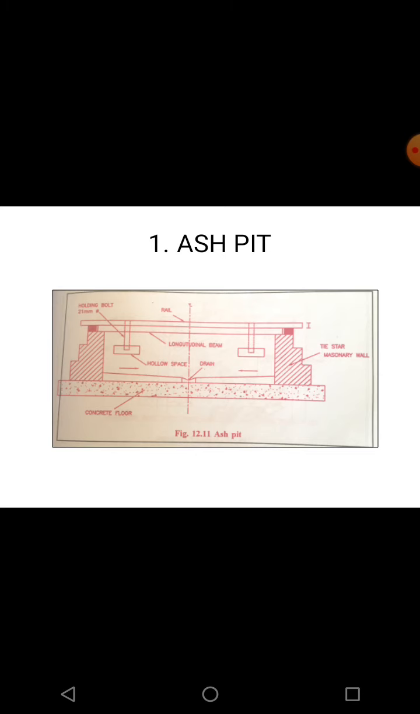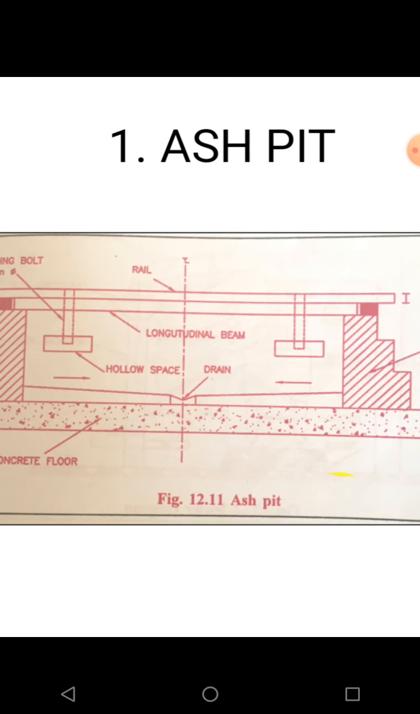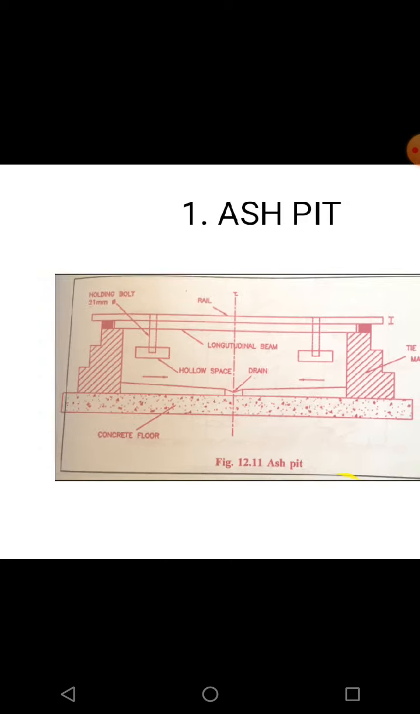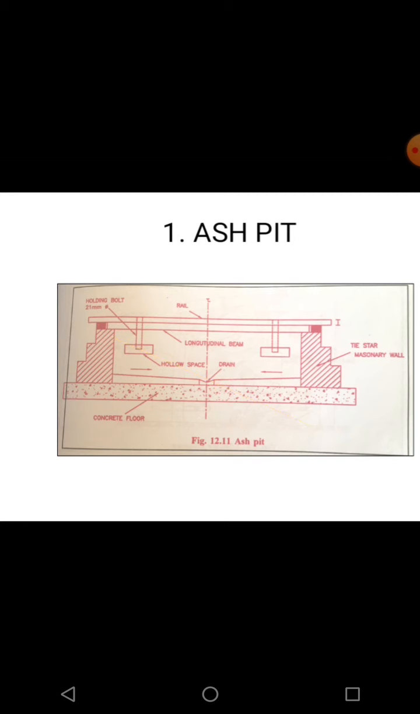Now this is a figure of an ash pit. So here there is a rail, and below the rail there is a longitudinal beam, and this beam is supported on this wall, and at the end there is a concrete floor. So the hollow space is used to store the ash. Clear?